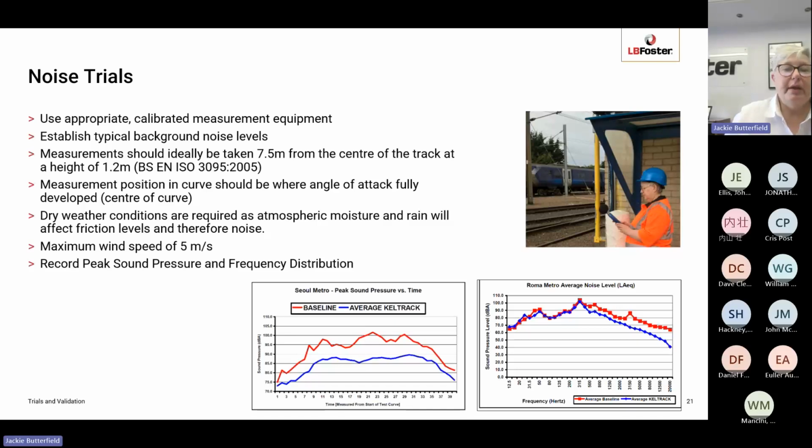So you record the peak sound and also the frequency distribution. So you can see a couple of graphs at the bottom where you have the baseline measurements, which is the red, and then the blue with the friction management. So you can see the change in the noise or the sound pressure levels, but you can also analyze the difference in the frequency distributions. And I talked quite a bit about this in our noise webinar.